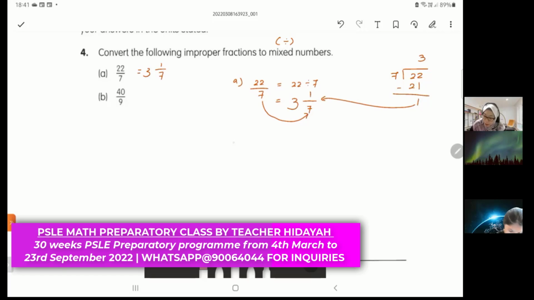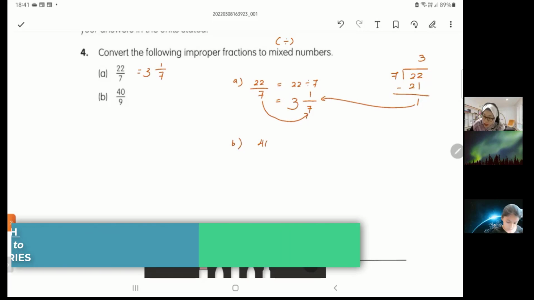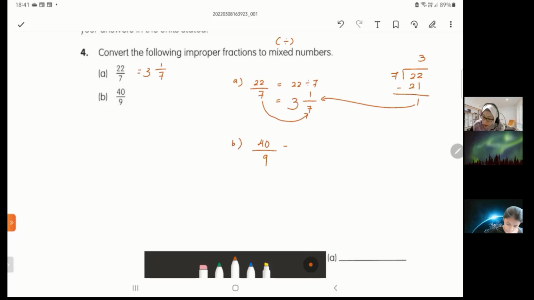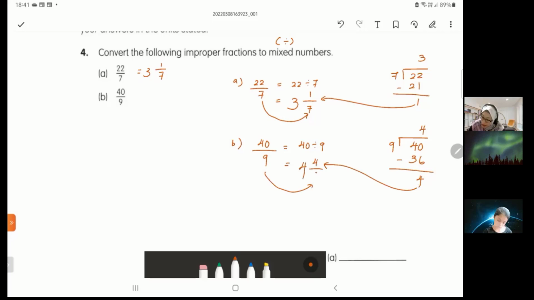Okay, for part B, 40 over 9 is equals to 40 divided by 9. So you can do your 40 divided by 9. Is there a 40 in times table 9? No. Nearest is 36 and that's 4 whole. Minus and I get 4. So it is 4 whole. This is a remainder which is my numerator, 4 over denominator remains as 9. So my answer is 4 whole 4 over 9.